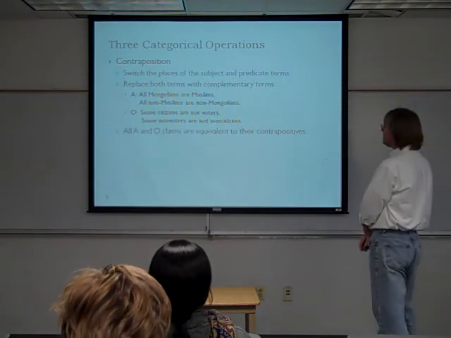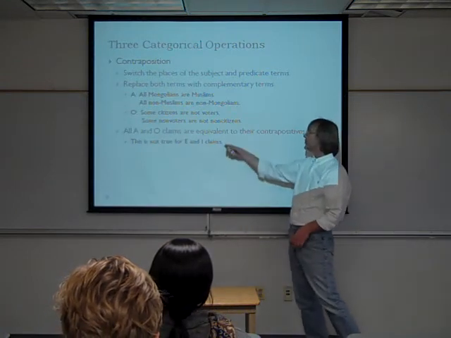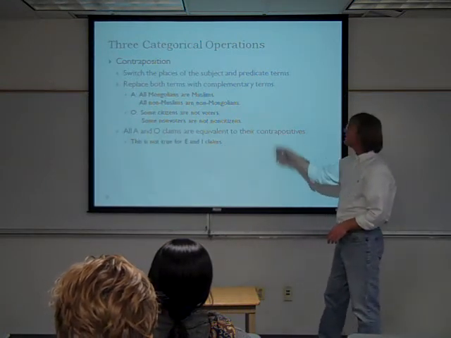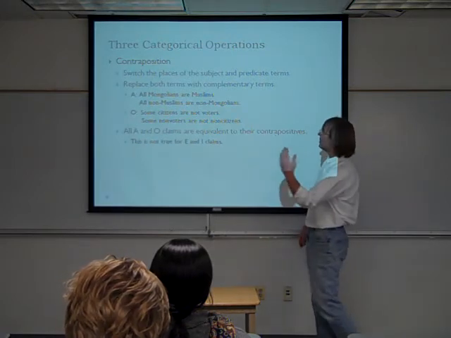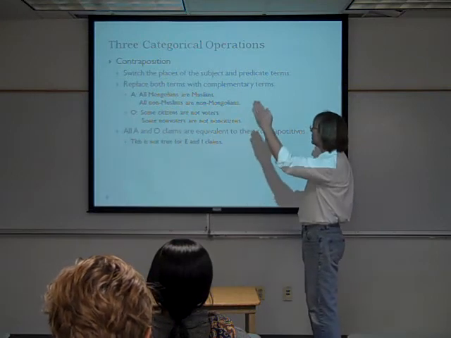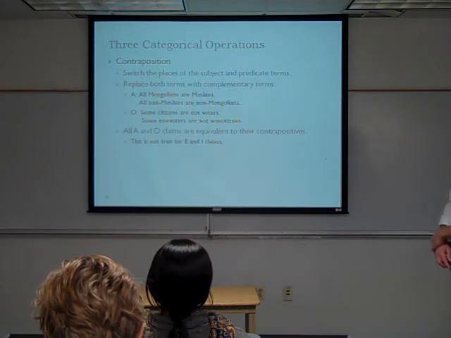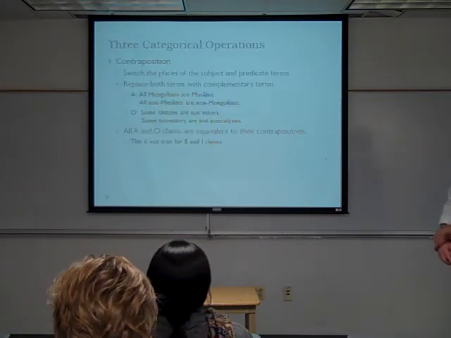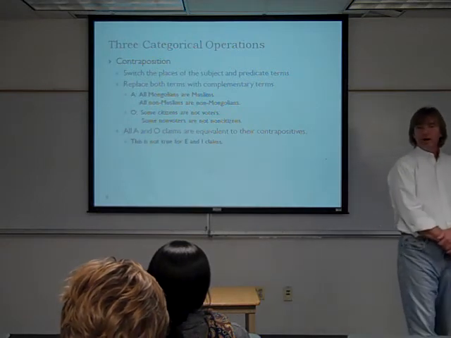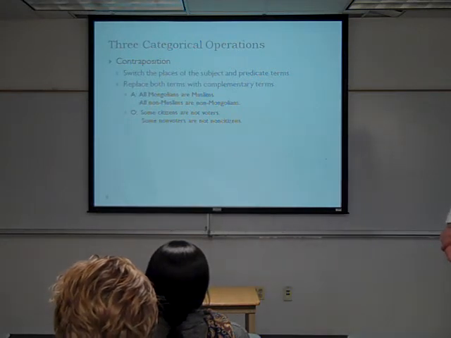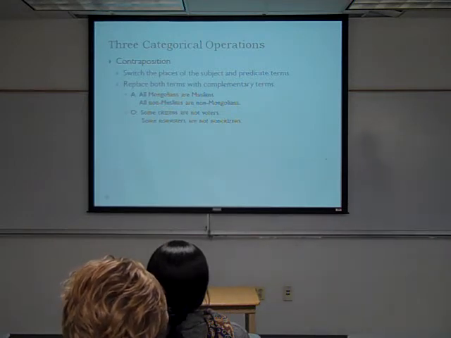A and O claims are equivalent to their contrapositives. This is not true for E and I claims. So it's only on the bottom. No, I'm sorry. On the left side, A and O claims, on the left side of the square of opposition. Any questions about the three categorical operations? Contraposition, converse, and the obverse. Yes, ma'am.